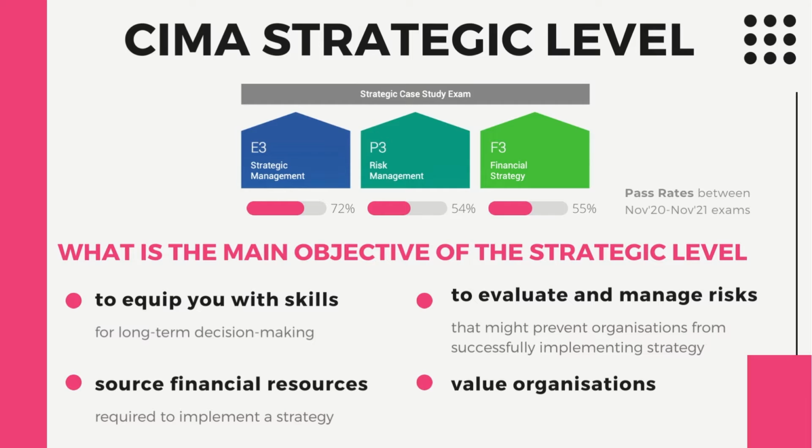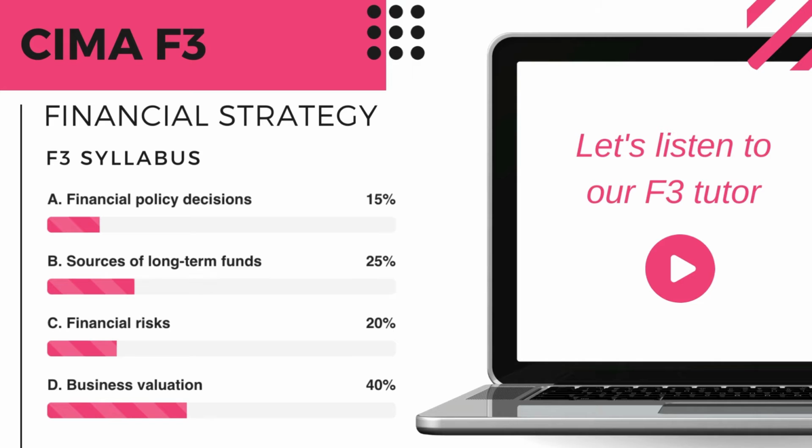The overall objectives of the strategic level are to equip you with skills that you need for long-term decision making and also to evaluate and manage risks that may be detrimental to an organization. Then there's sourcing the financial resources that are needed in order to implement strategy. And with all of that, it provides you with the tools that you need to enable you to value organizations at a higher level. Our expert Pete will give you more insight into the F3 exam from a higher level.